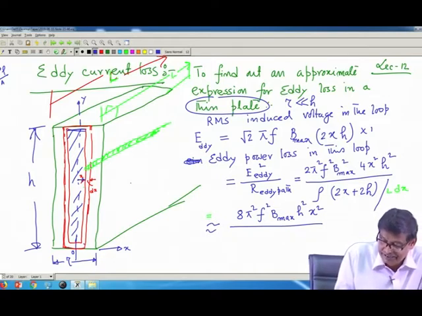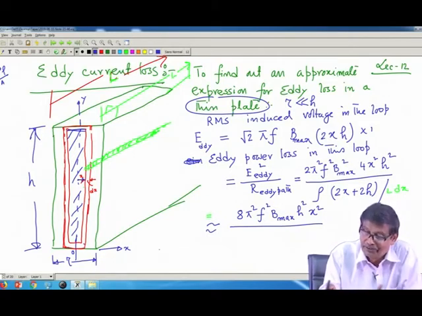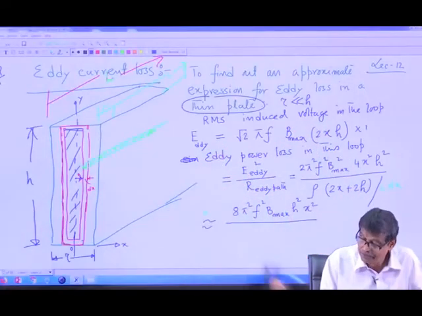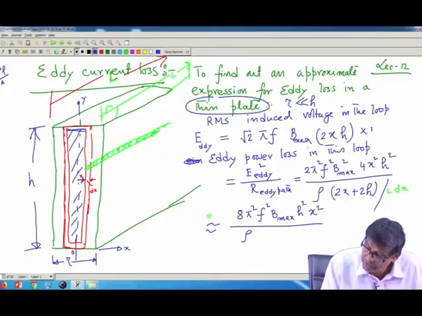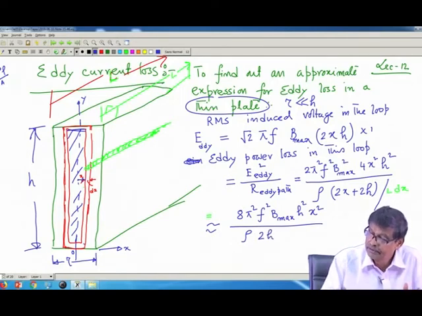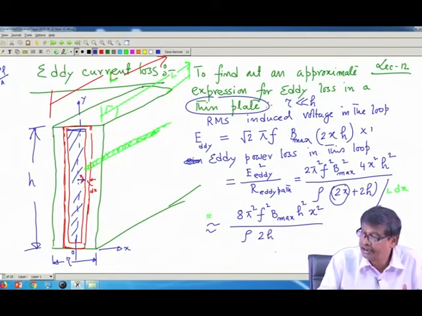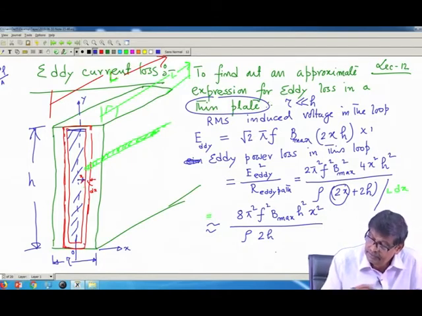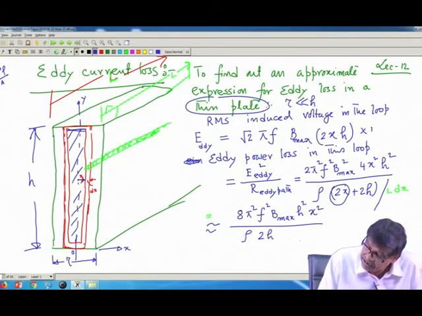See, x is a subset of tau, tau is already small compared to h. So, there will be no harm if you write it as rho into 2h. This 2x term can be neglected compared to 2h, divided by L dx, which I will put like this.